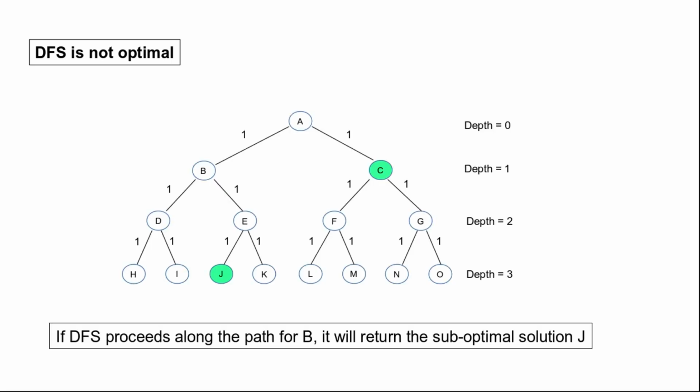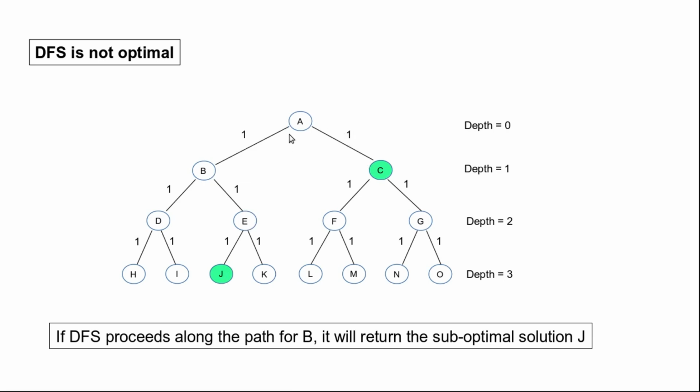To start with, DFS is not optimal, and to illustrate this point, let us take this example where in this tree we have two goal nodes J and C. During our search, if DFS proceeds along B, then it would return J as the solution instead of C. And as we can see, J is a suboptimal solution as the cost for this solution is 3, whereas the cost for the solution C is only 1.